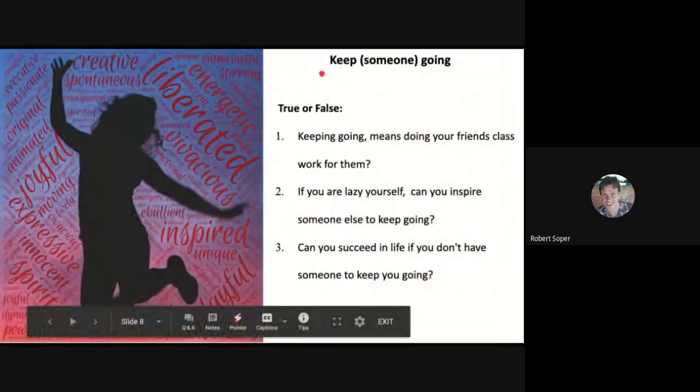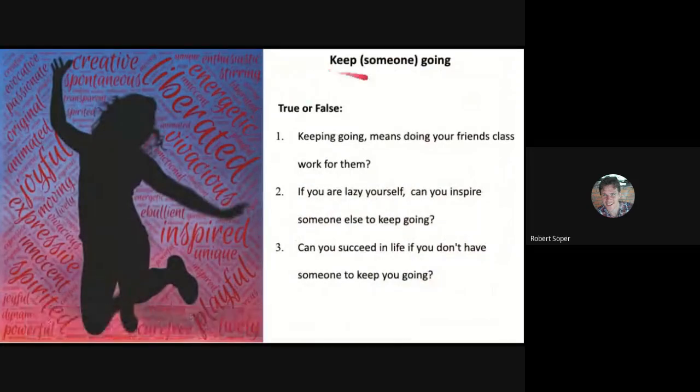Okay, another phrase we learned on our vocabulary sheet this week is keep someone going. Does anyone remember what this means? Well, to keep someone going is to give that person support. If you keep a person going, it means you are supporting them.